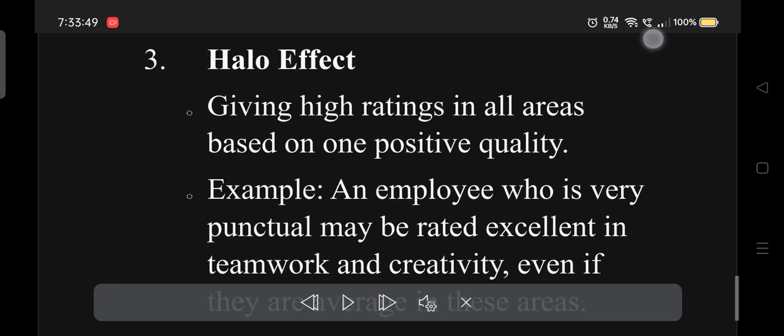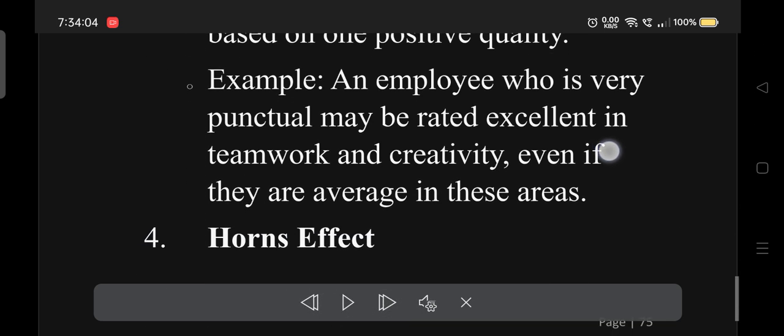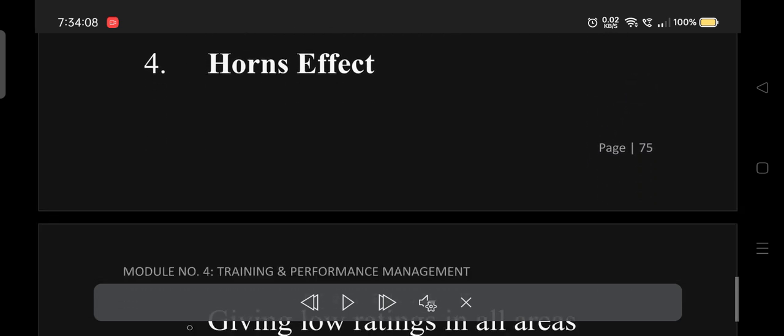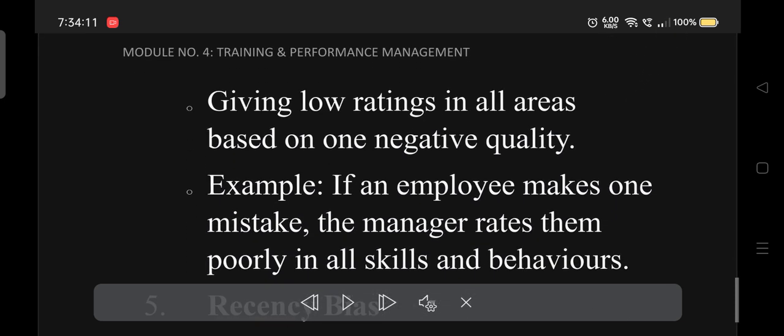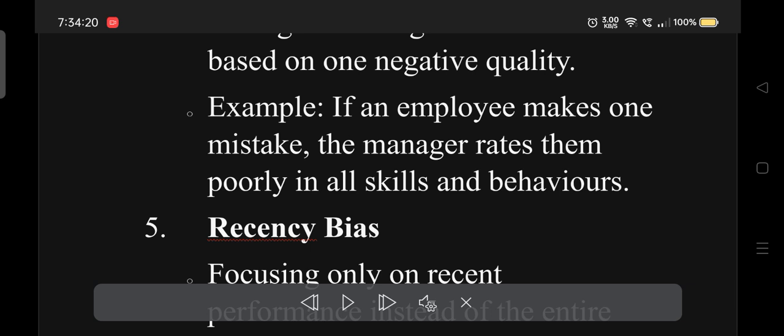Halo effect. Giving high ratings in all areas based on one positive quality. Example, an employee who is very punctual may be rated excellent in teamwork and creativity, even if they are average in these areas. Horns effect. Giving low ratings in all areas based on one negative quality. Example, if an employee makes one mistake, the manager rates them poorly in all skills and behaviors.